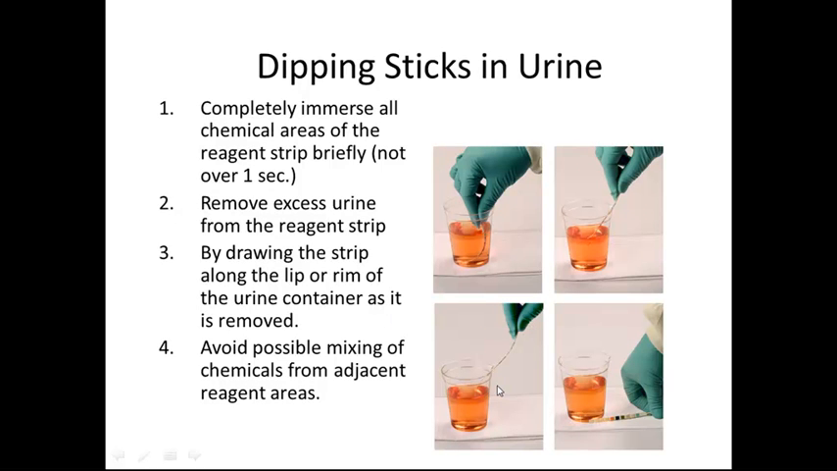And then once you have the strip completely removed, you will blot it on its side on a paper towel or absorbent towel to remove any excess urine. Then you will want to make sure that you keep your reagent strip flat or parallel when you're reading it manually. We do this to ensure that the pads don't bleed in colors, so they don't bleed together.